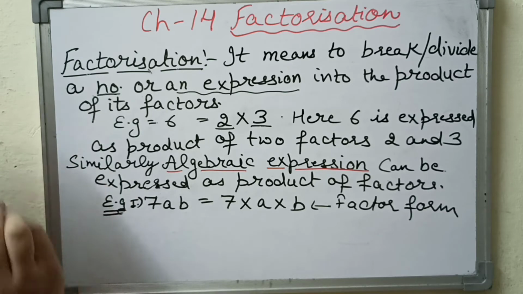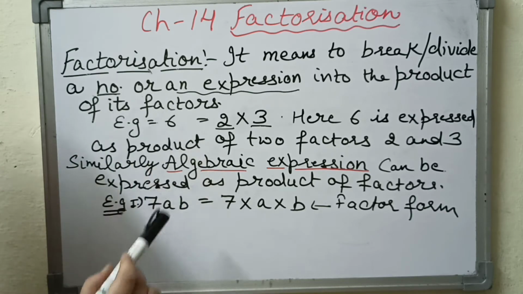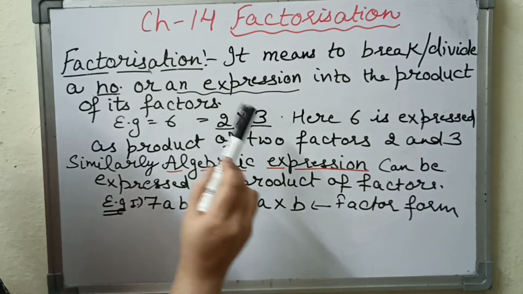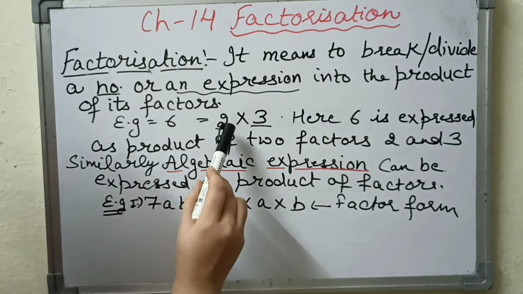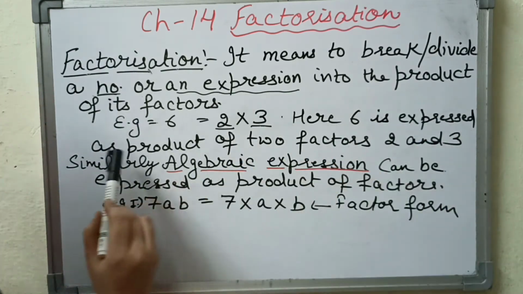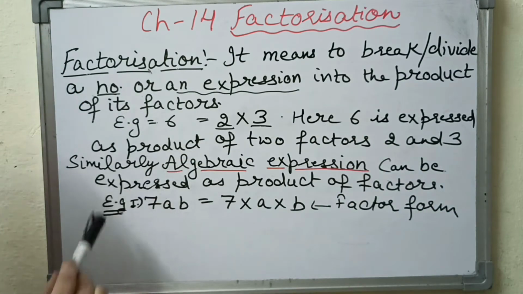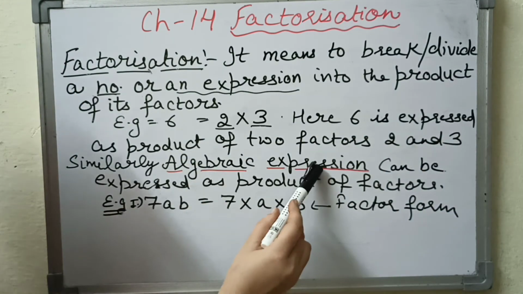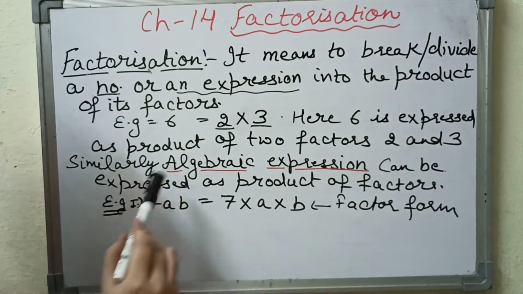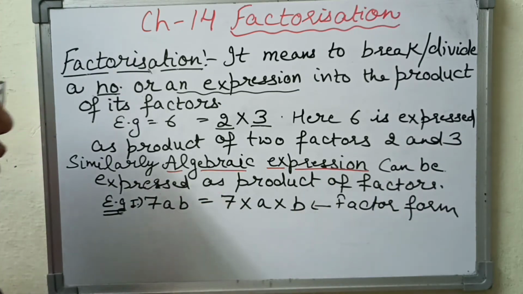Let us take a very simple example. 6. 6 can be written as 2 into 3. So here 6 is expressed as a product of two factors 2 and 3. Similarly, an algebraic expression can also be expressed as a product of factors.